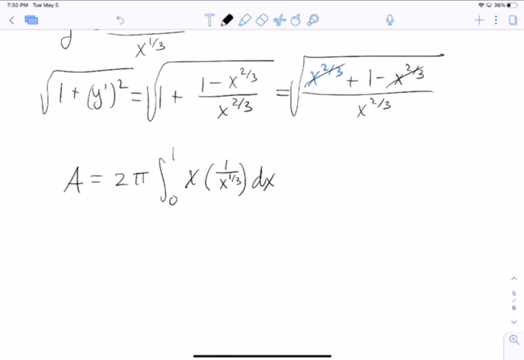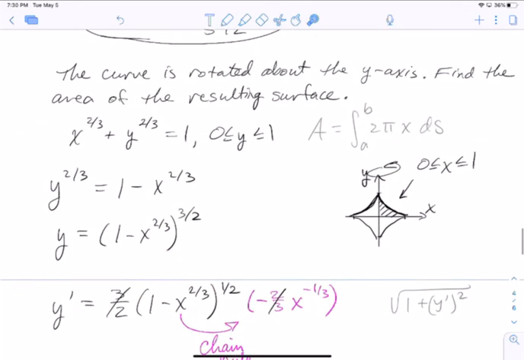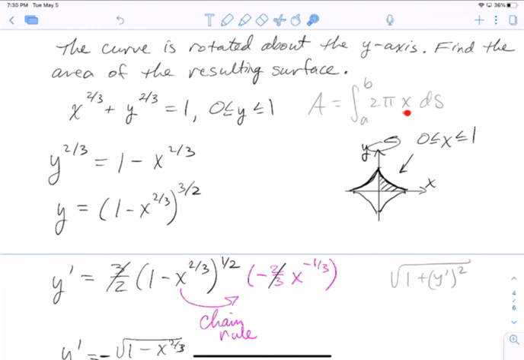Now I'd like to point out how basic this integrand is. We're going to simplify here, use the power rule, it's all good. Let's go back up here before we finish that, though. Here we have an x in our integrand for the formula of rotating about the y-axis, the integral from a to b of 2 pi x ds. If we had done this in terms of y, like I maybe originally thought we were going to, then we would have to solve this equation for x. It would look very much like y equals 1 minus x to the 2/3 to the 3/2 power. X and y would interchange roles.